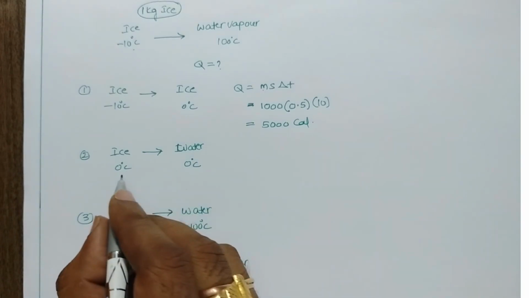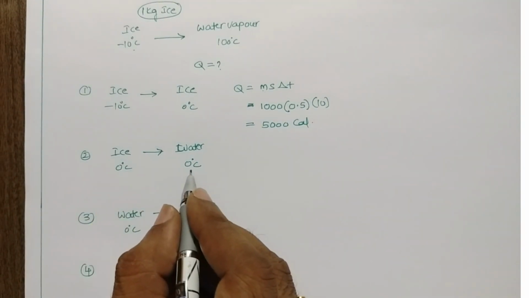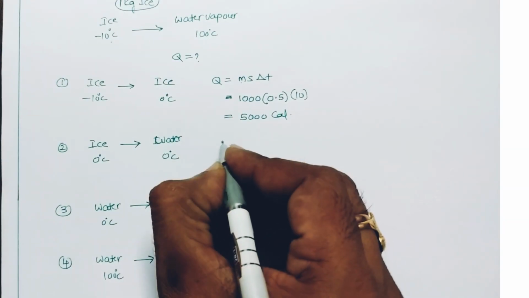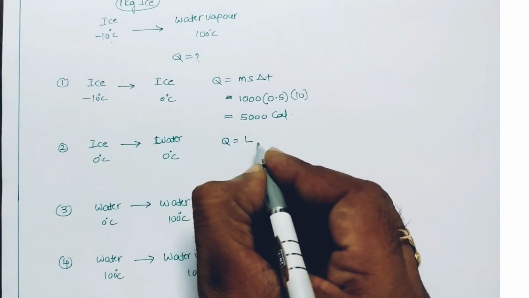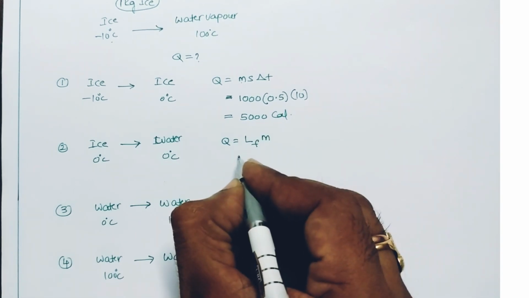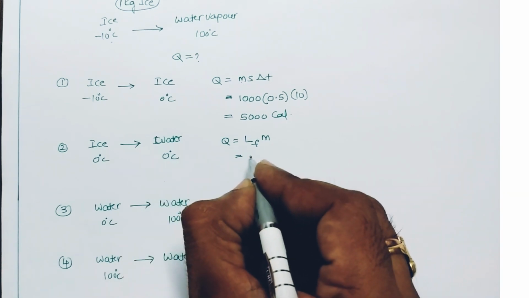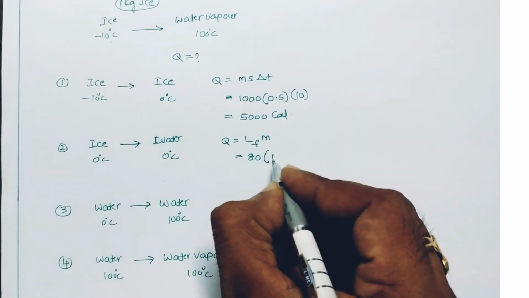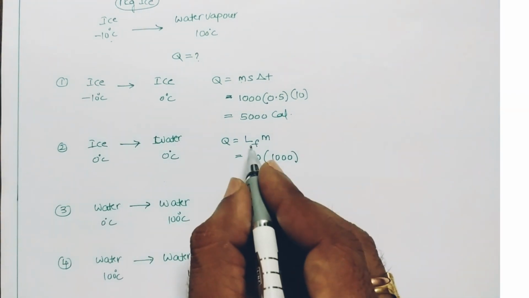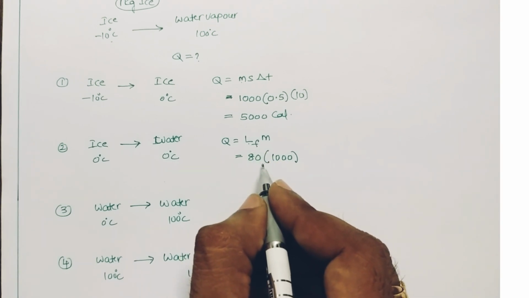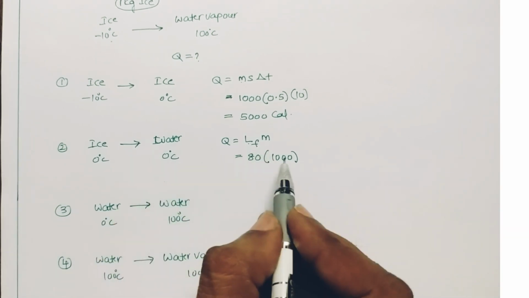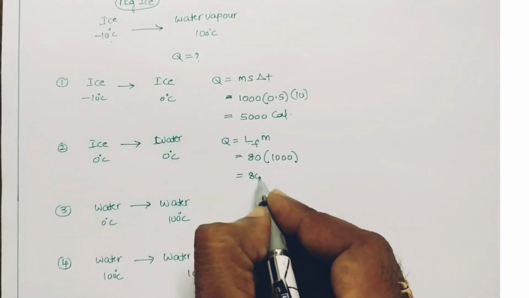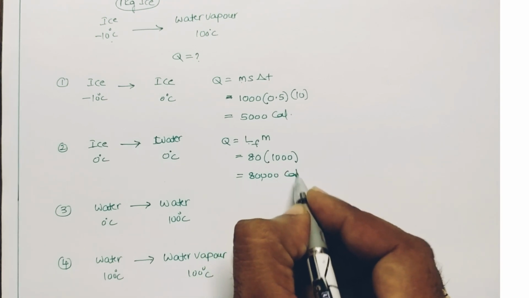In the second case there is no change in temperature, so we have to use the formula for latent heat. Here the amount of heat needed, Q, is equal to latent heat of fusion into mass of the substance. The latent heat of fusion of ice is 80 calories per gram, and the mass of the substance is 1 kg, that means 1000 grams. Since latent heat of fusion is 80 calories per gram, the mass of the ice should be measured in 1000 grams but not in 1 kg. So it is equal to 80,000 calories.